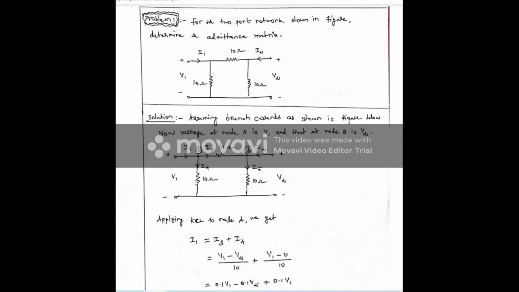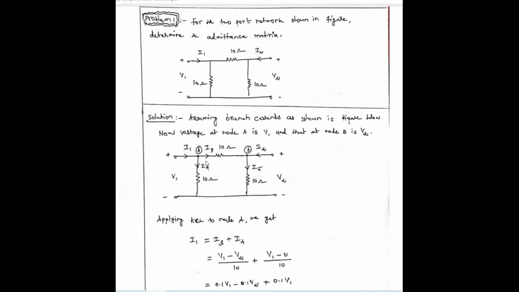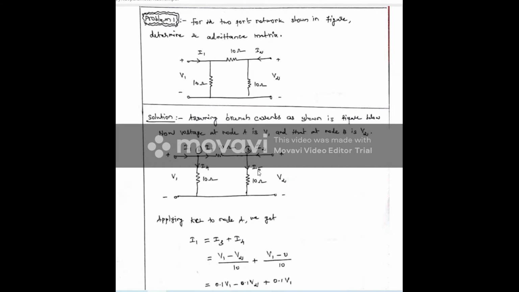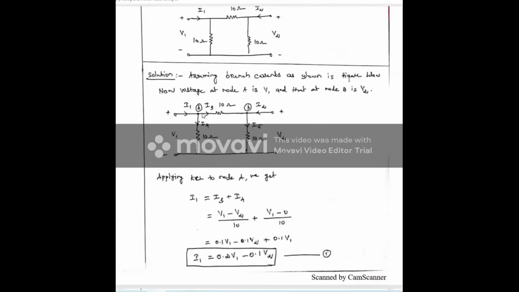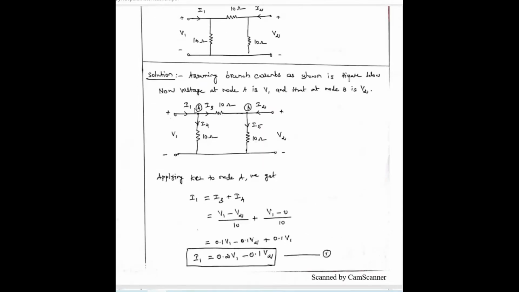And the remaining 3 branches are there, so we have to mark the branch currents. Let us consider the current flowing through this branch is I3, the current flowing through this branch is I4, and the current flowing through this branch is I5. You can take any current direction, like this. First, we are going to write the KCL equation for this node A.